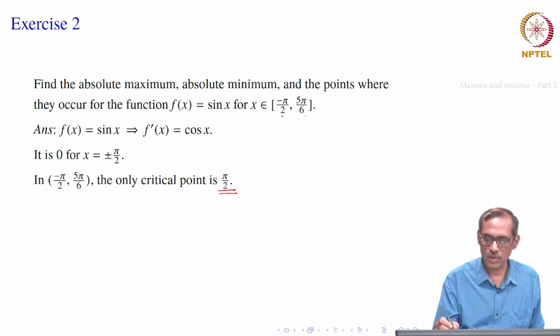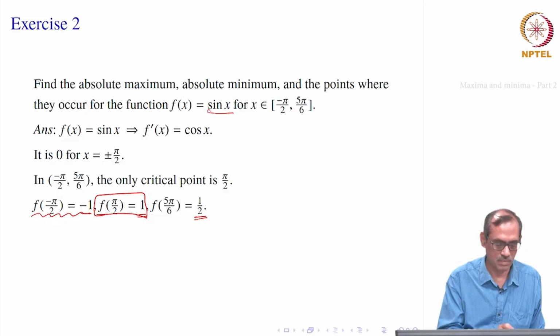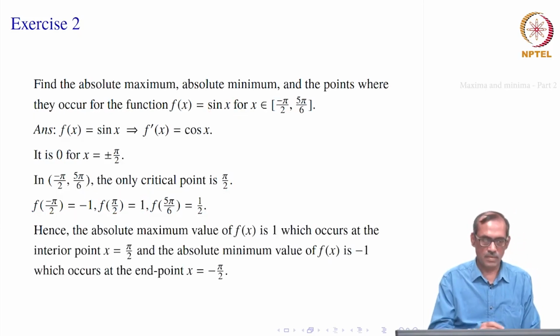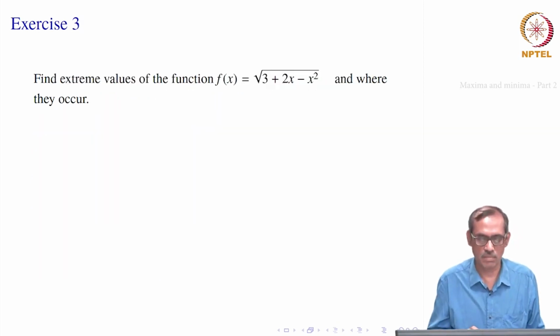Then we have 2 more points, the end points. There we have to compare all the values. So, sine of minus pi by 2, which is minus 1, sine of 5 pi by 6, which is half, and sine at the critical point pi by 2 is 1. So, out of this, maximum is here at pi by 2 and minimum is at minus pi by 2, which is minus 1. That is what it says. Fine. Let us go to the next problem.